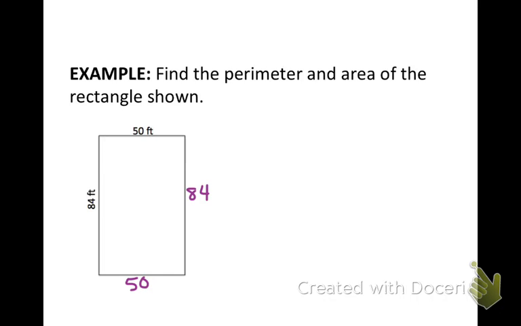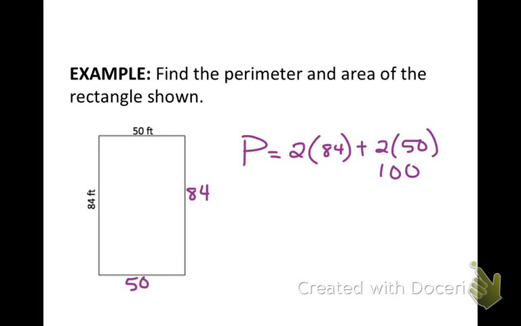Or we could plug it into our formula to find perimeter. Perimeter is equal to 2 times my length, and then 2 times 50. So 2 times 50 is 100. 84 doubled is 168. Adding that together gets you 268.